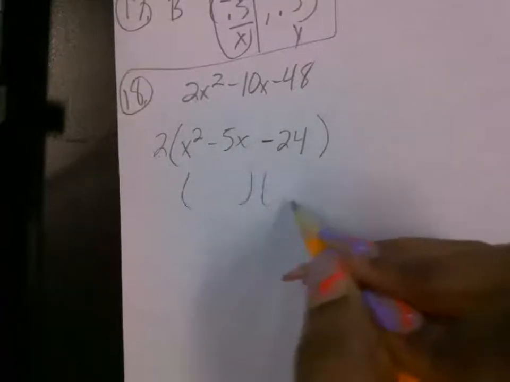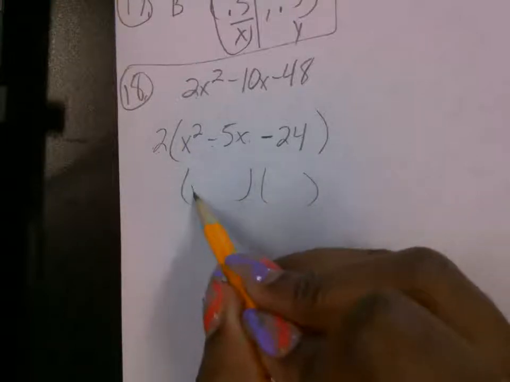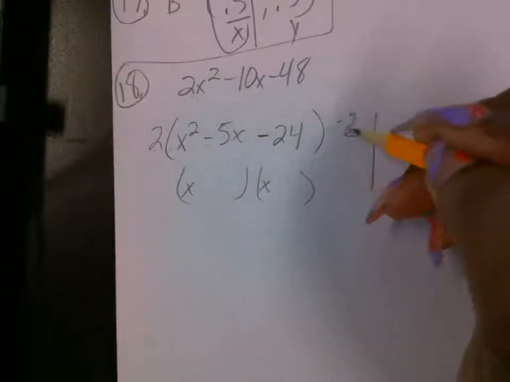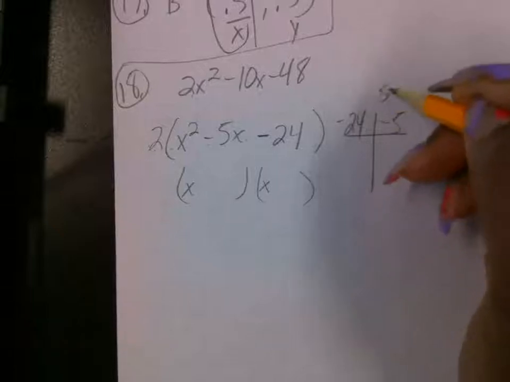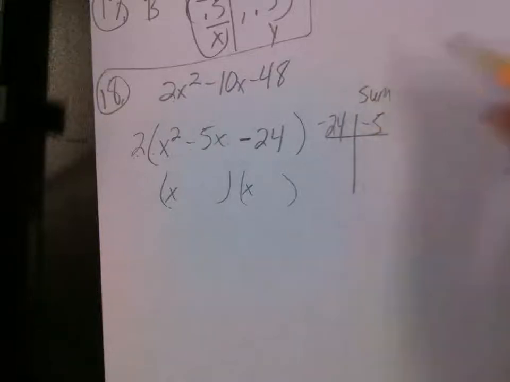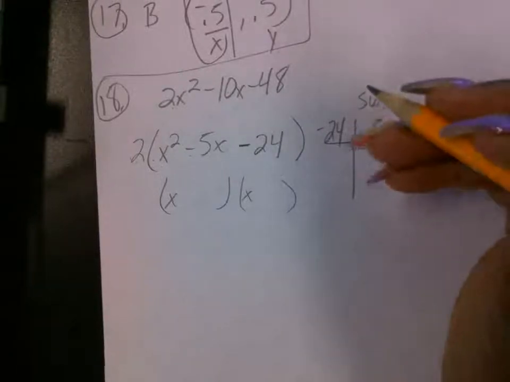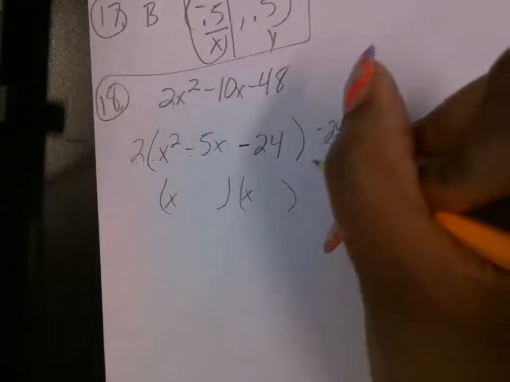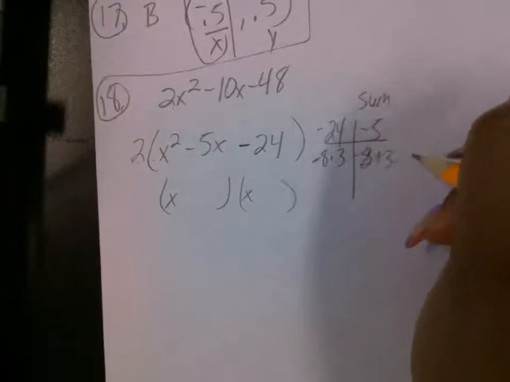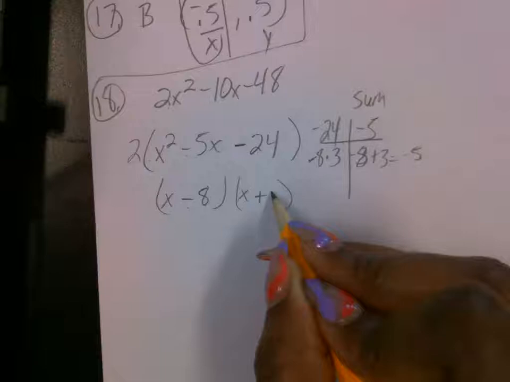So we are going to have 2 parentheses, 2 binomials, because this is a trinomial with 1 up front. So we got x here and an x here. We're going to do our t-chart where we multiply the first and last. That gives us negative 24. The middle number is a negative 5, so your sum needs to be a negative 5. All right, so you have to think, what 2 numbers can be multiplied together to give you a negative 24? Okay, so we have 3 and 8. So we got, let's see, negative 8 and a positive 3. So negative 8 plus 3 gives you a negative 5. So here we got negative 8, so that's x minus 8, and positive 3, x plus 3.